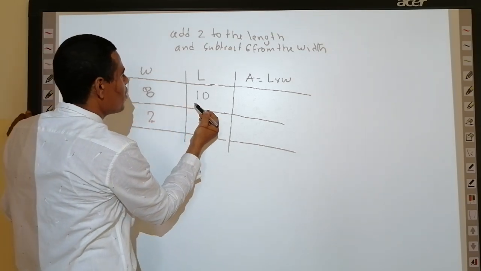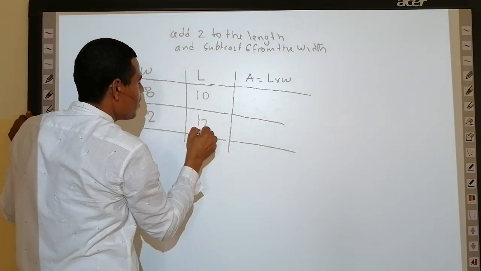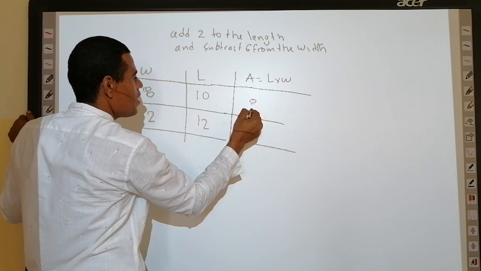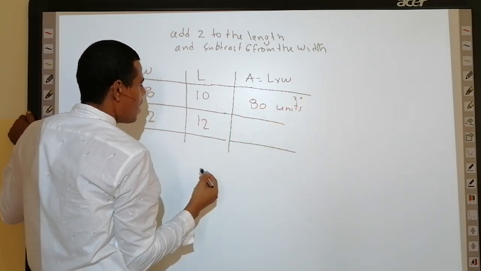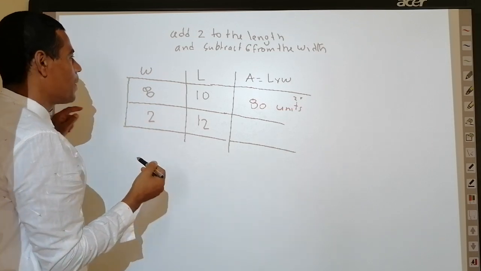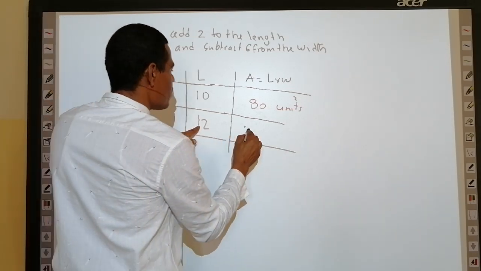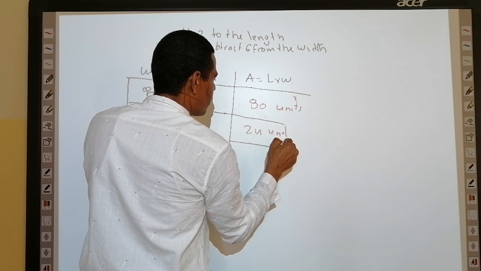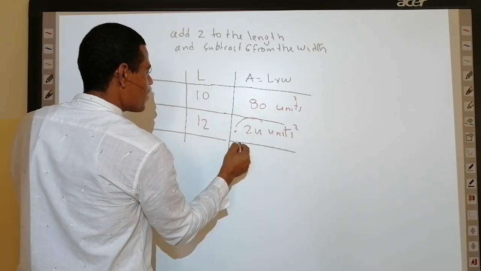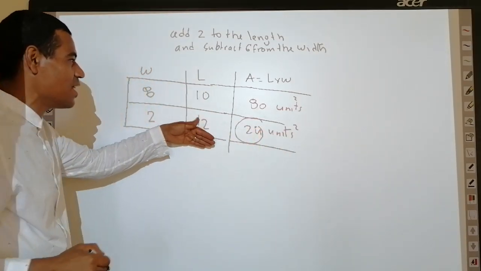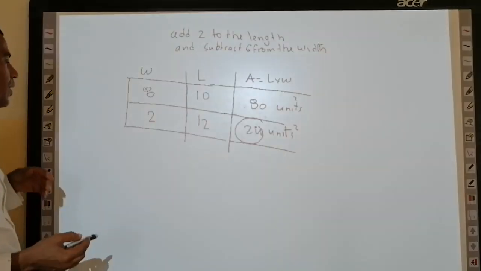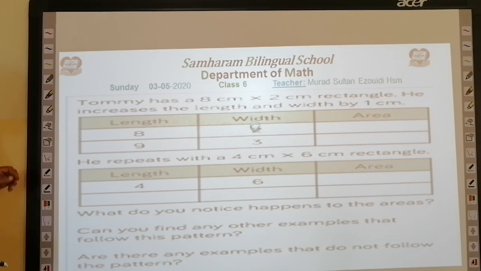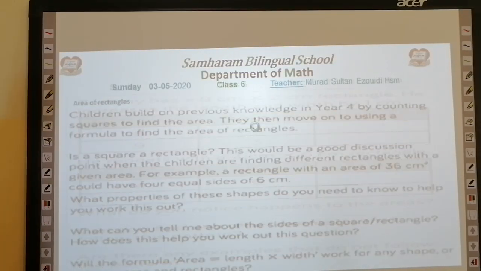Then I will add, my learners, 10 plus 2 is 12. The area of this 8 by 10 will be 80 units square. Okay? And this one, 2 multiplied by 12 is 24 units square. You can see that the area of the second shape is decreasing, and the first one is 80 units square. Okay? The next, my learners.